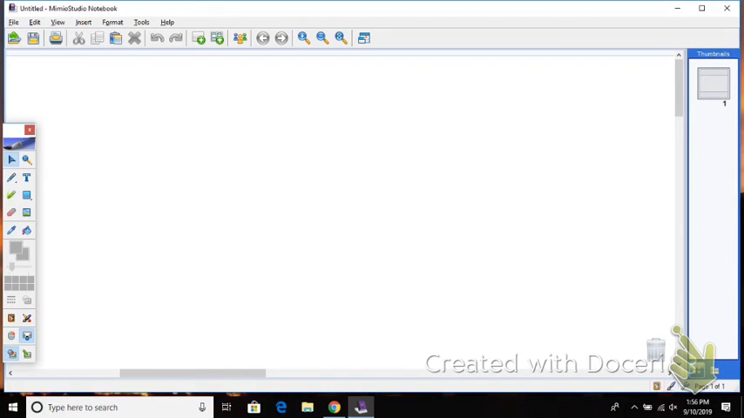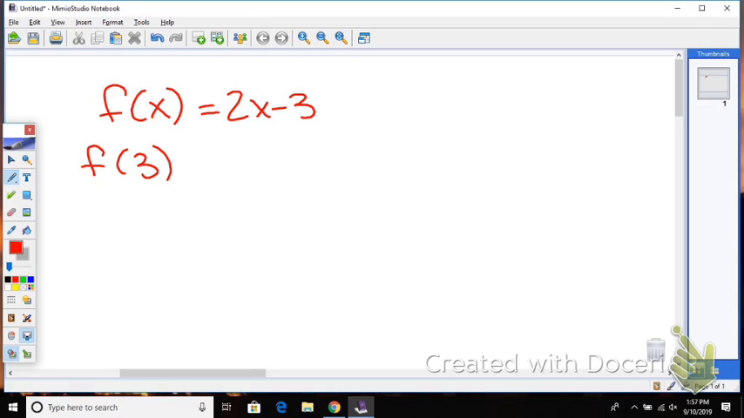How you did. But if I give you the function f of x equals 2x minus 3, and then I tell you f of 3, where am I going to put this 3? Into the x. So I have 2 times 3 minus 3. 2 times 3 is 6. Minus 3 is 3. A lot of 3's.